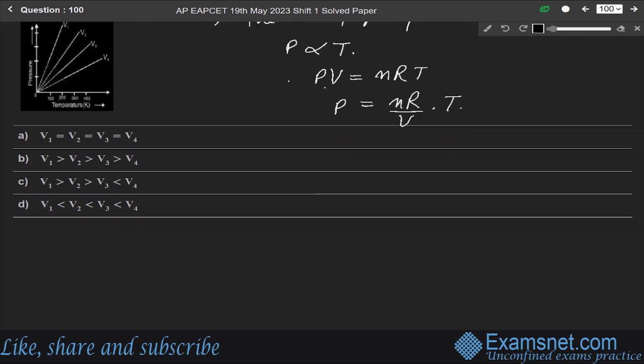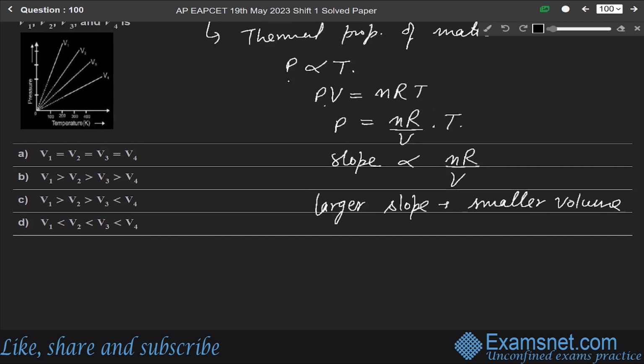Okay, so the slope will be directly proportional to nR over capital V, meaning the larger the slope, the smaller the volume. So from this graph, the greatest slope is of V1, then V2, then V3, then V4. So the smallest volume is of V1, then V2, then V3, then V4. So option D is the correct answer, okay.